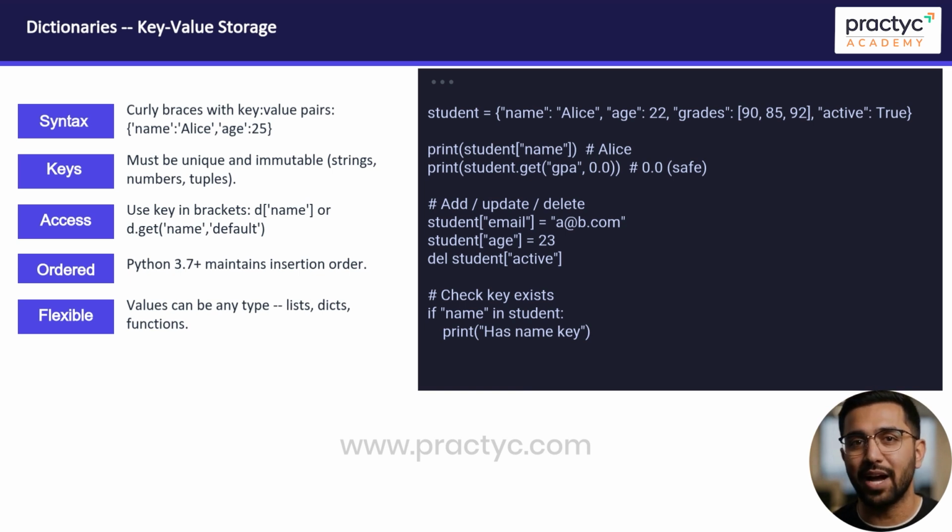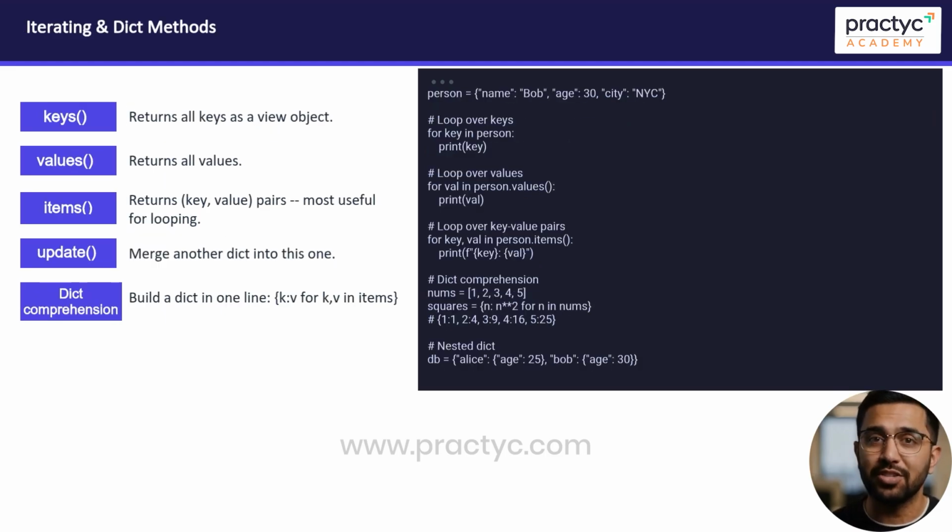Access values with brackets or the get method. Python 3.7 plus maintains insertion order. You can add, update, or delete entries and check for key existence efficiently. Explore dictionary methods like keys, values, and items for efficient data handling. Use update to merge dictionaries.